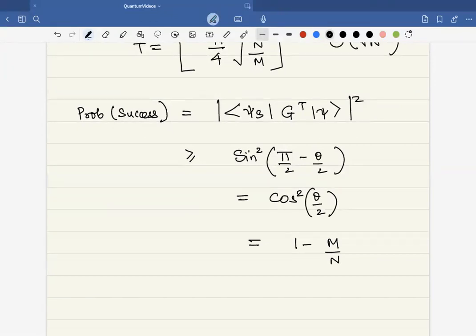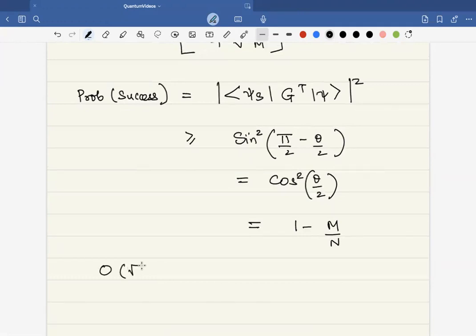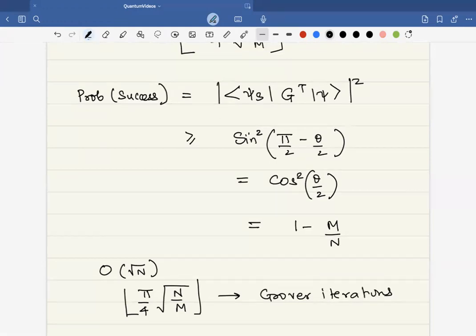So that is the analysis of Grover's algorithm. Our query complexity is order of square root of n. Once I apply pi over 4 times square root of n over m applications of the Grover operator, so these are the Grover iterations, the number of Grover iterations, this will lead to a success probability of at least 1 minus m over n.